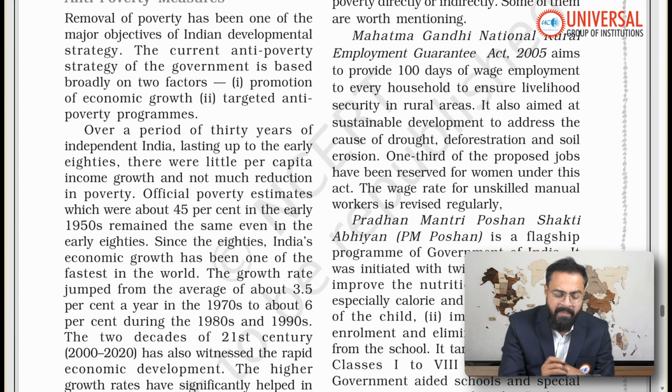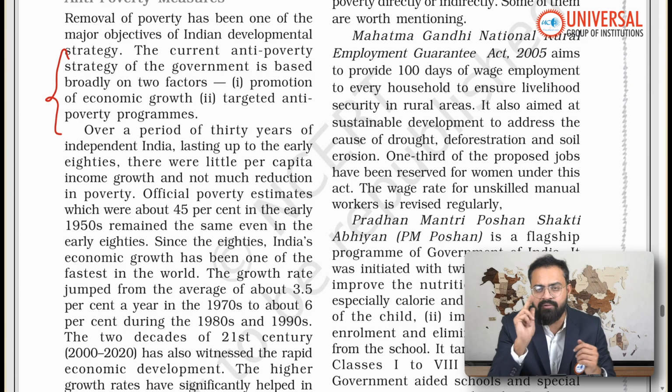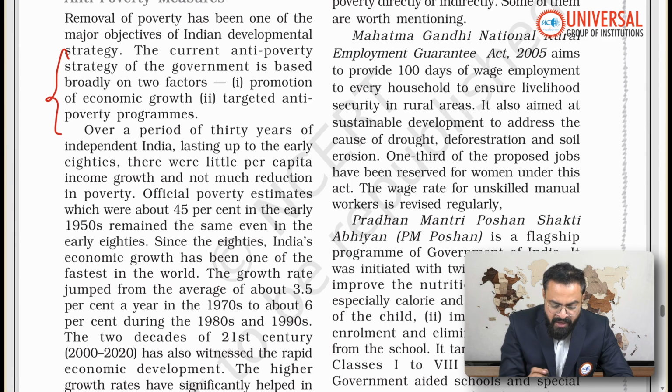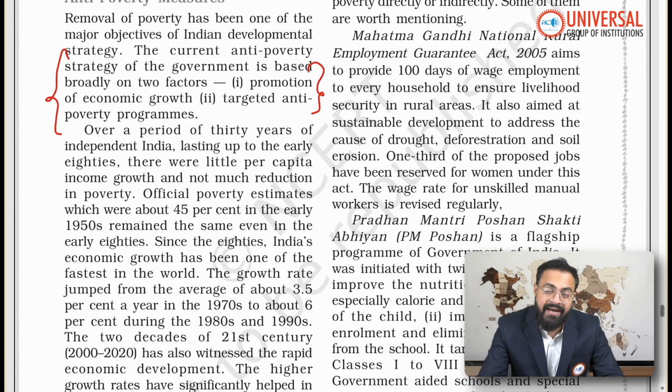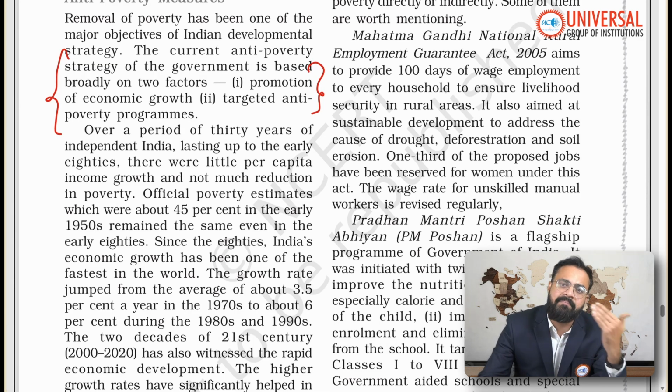Mainly the poverty measures are broadly based on two factors that we see. One is the promotion of economic growth, and the other is the targeted anti-poverty program. If you focus more on economic growth, it is going to create employment opportunities. Those employment opportunities will act as income security for the population. Through that, people can escape poverty.